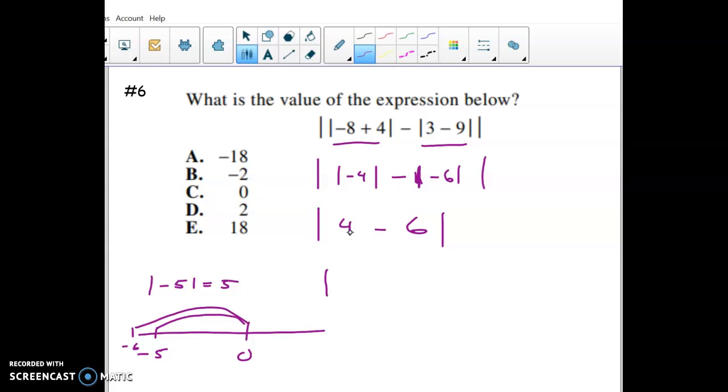Now subtract those. 4 minus 6 is -2. And then how far away is -2 from 0 on a number line? It's just 2 units away. So answer letter D, number 2.